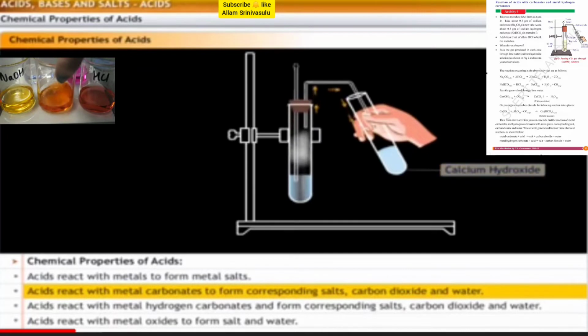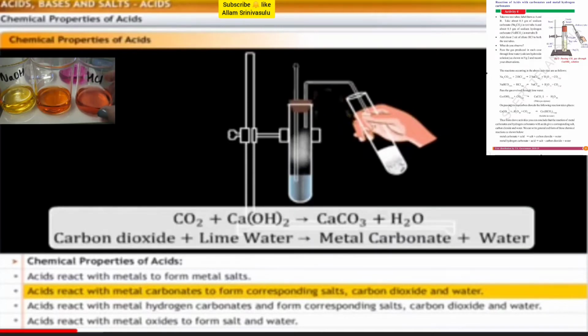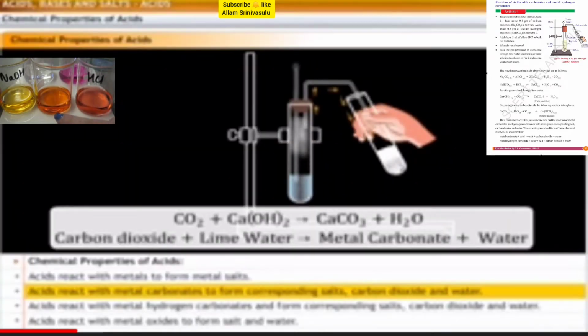As shown in the figure, metal carbonate or metal bicarbonate reacts with acid to form salt, water and carbon dioxide, and carbon dioxide is evolved. How can we decide? By using lime water: whenever it reacts with carbon dioxide, it turns milky white. So we decide that carbon dioxide is evolving.